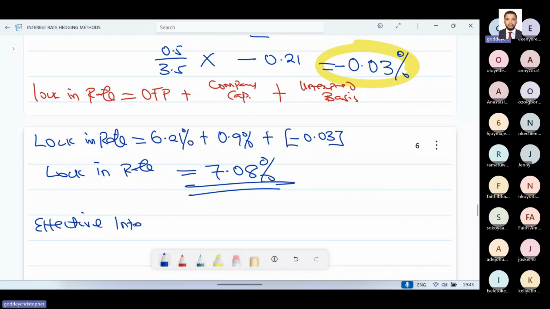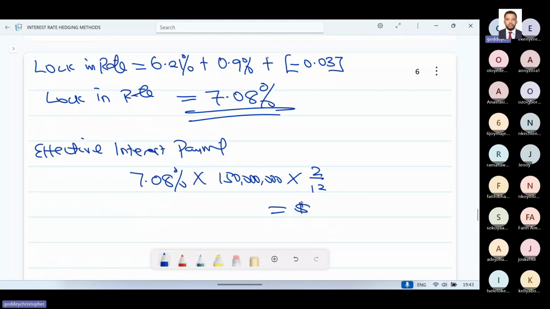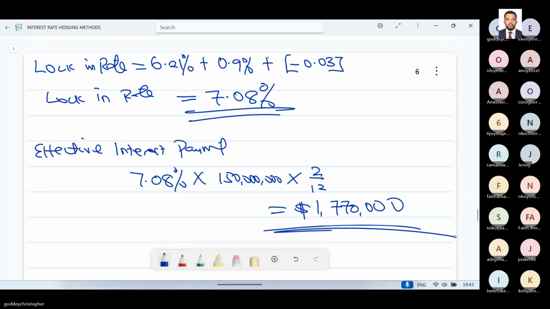Effective interest payment. I will now have 7.08% multiply 150 million multiply 2 over 12, giving me what you call. Help me. 1,770,000. And then we are done. It's not simple. It's part of it, sir. No, it never completes. It remains small.